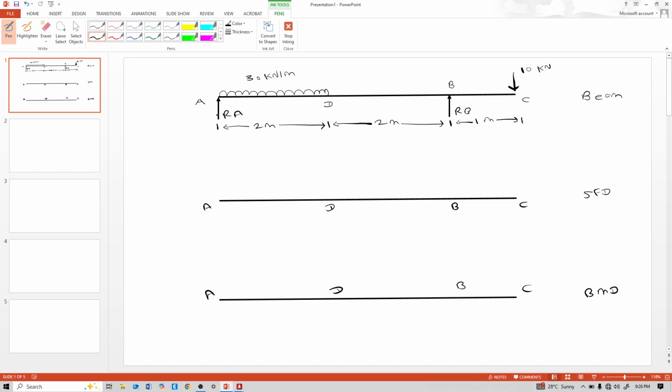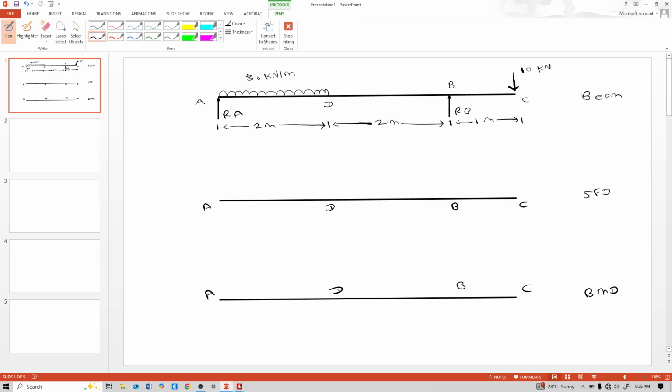Here at point A there is vertical reaction RA, and at point B there is vertical reaction RB. This overhang portion is a 1 meter cantilever, and between A and B there is 4 meters. So first, let's draw the shear force diagram.